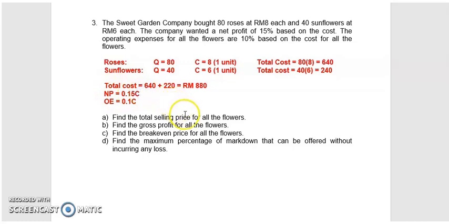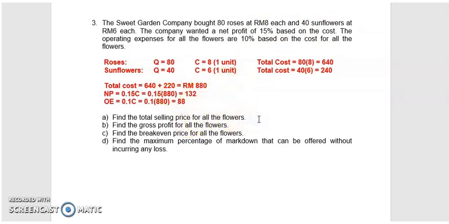So now you can calculate net profit. So 0.15 multiplied by 880. So 15% multiplied by 880 is 132. And OE is 10%, 0.1 based on cost 880. So this one will be 88 ringgit. Okay. So we check operating expenses for all flowers. So now based on total cost and net profit 15% based on cost. Okay. So multiply by 880.